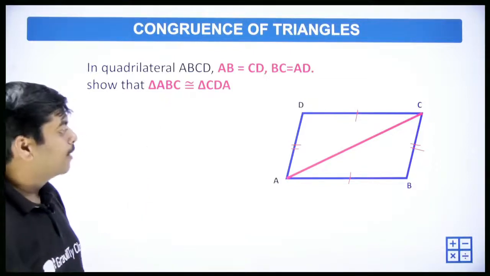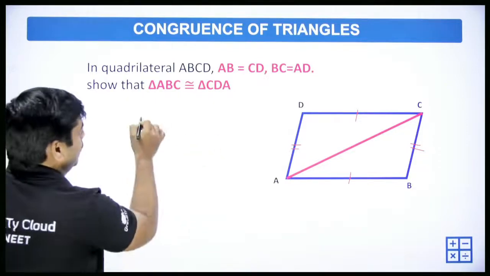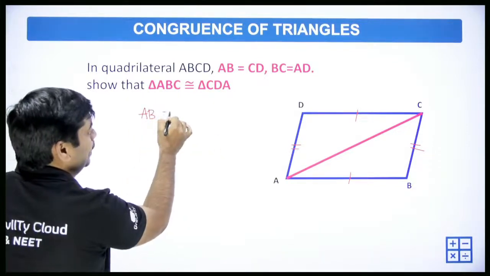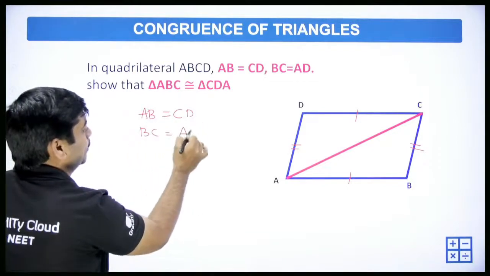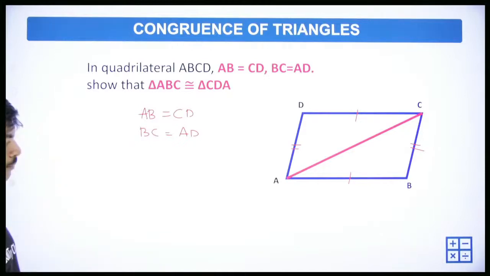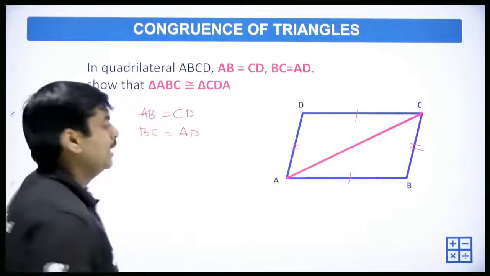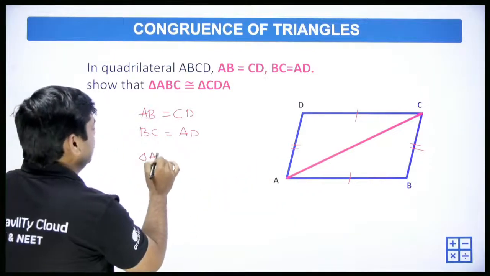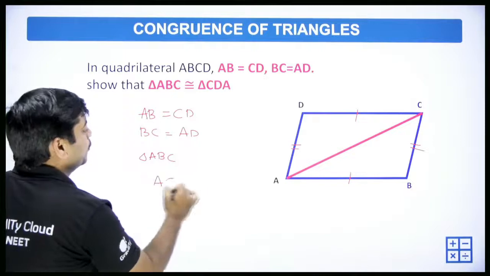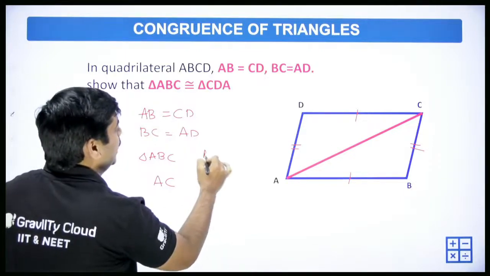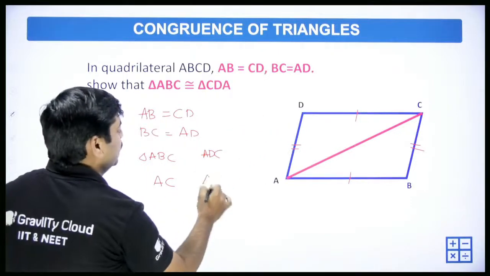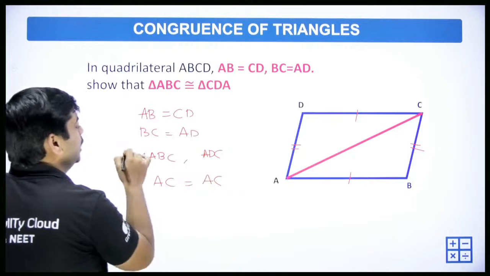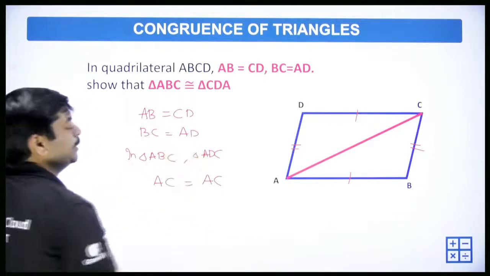So now carefully observe. AB is equal to CD, it was given. BC is given as AD. Now the next one, in this triangle ABC, the other side left is AC. The same way in the triangle ADC or CDA, whatever it is, the other side left is AC. These two are equal in triangle ABC and triangle ADC.